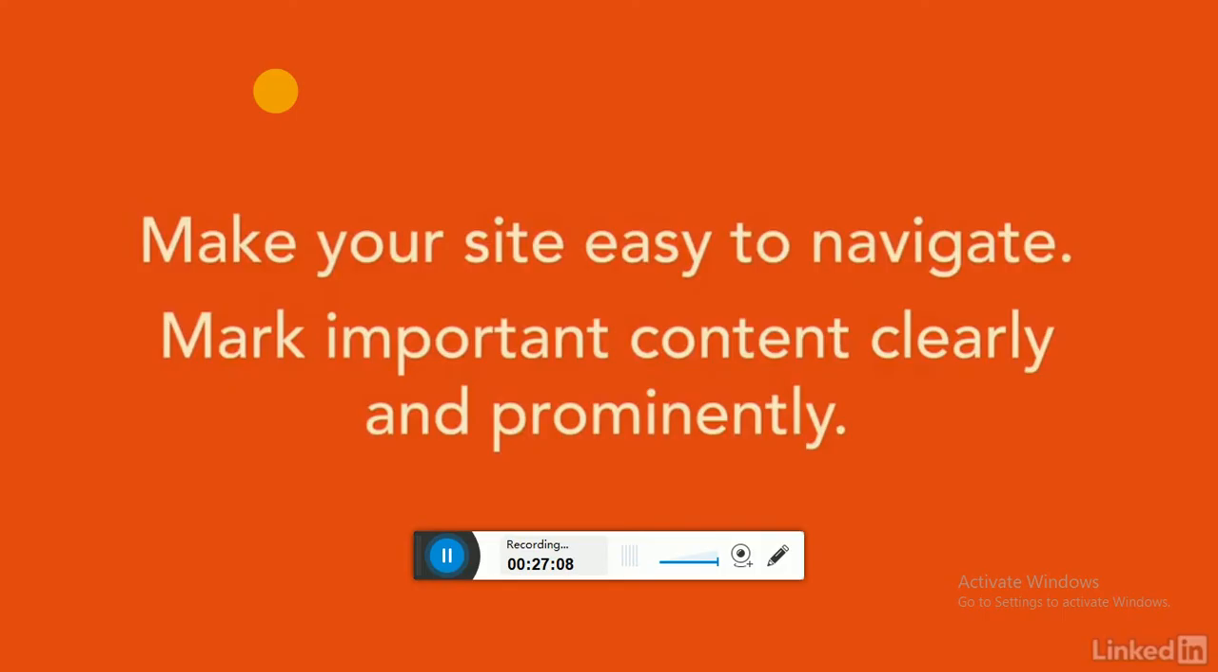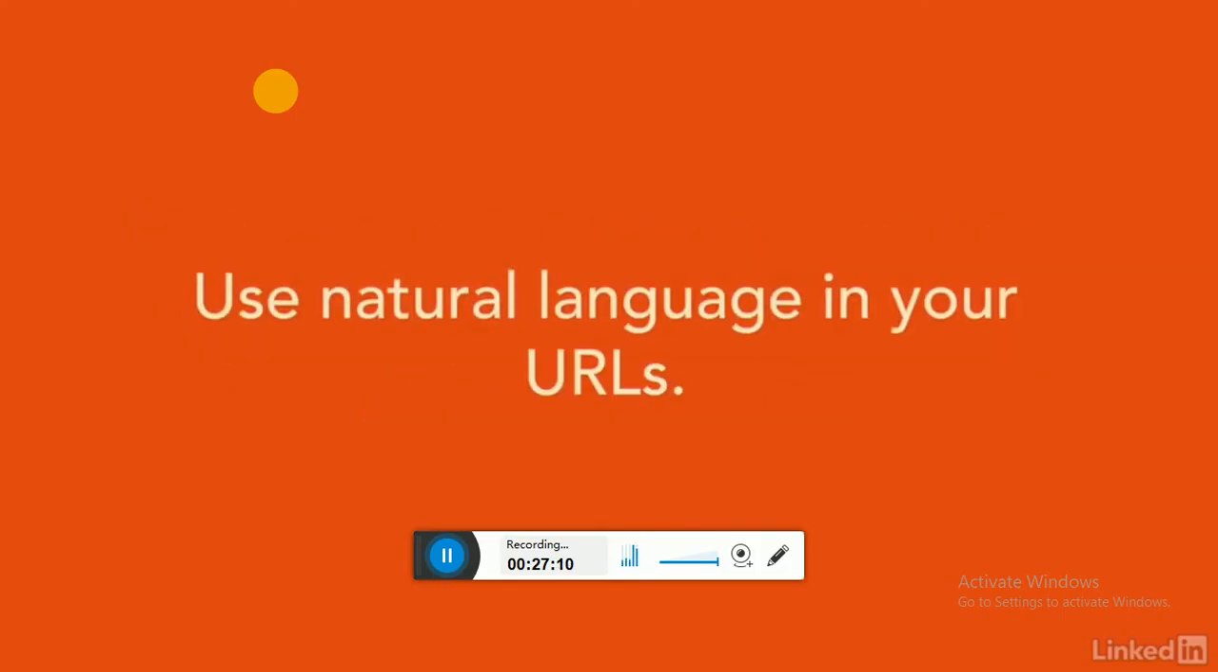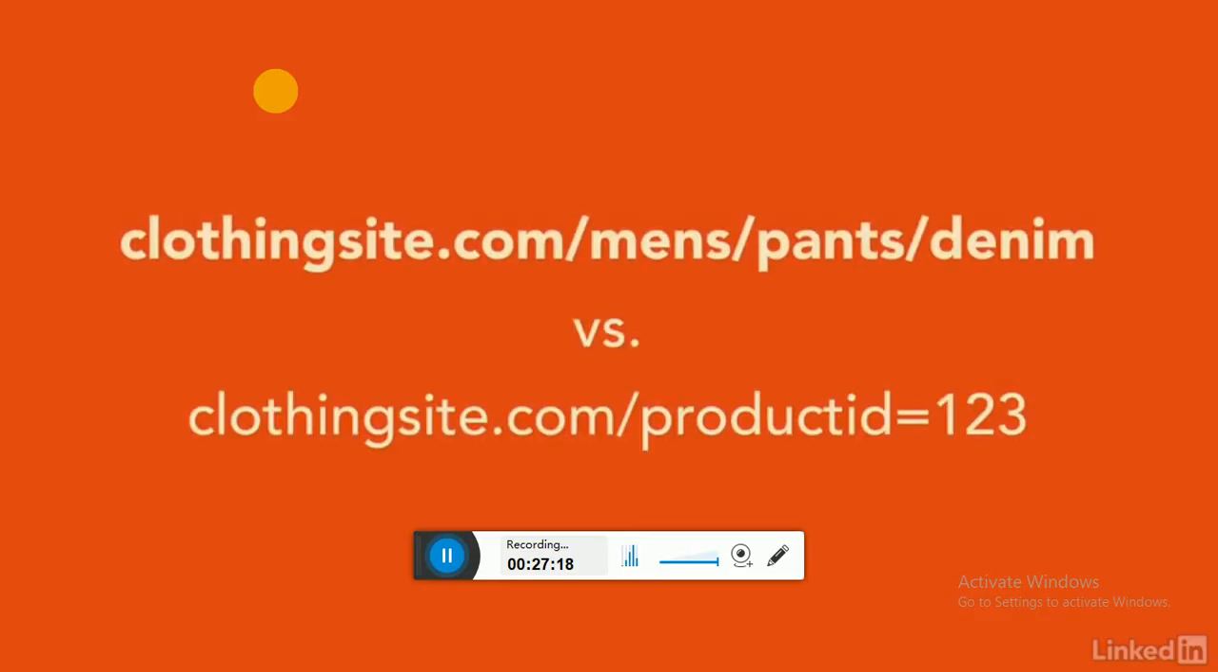Next, be sure to look at how your URLs are named. It's a great idea to have natural language URLs free of any extensions. If you have an e-commerce site, a URL of clothingsite.com/men's/pants/denim jeans is going to be much better than clothingsite.com/product ID equals 1237AC. You get the idea?